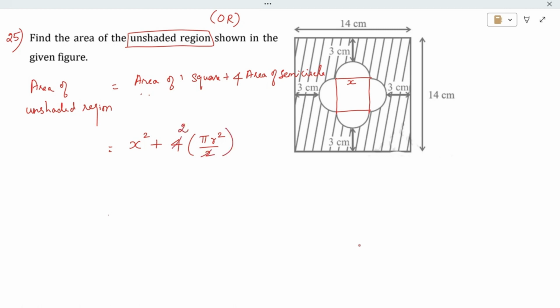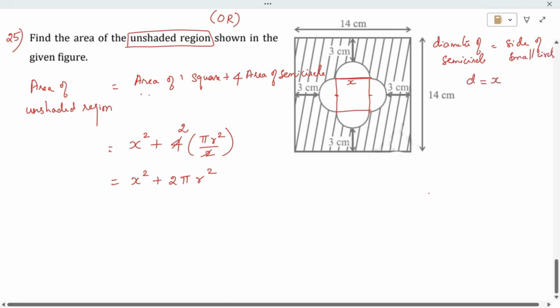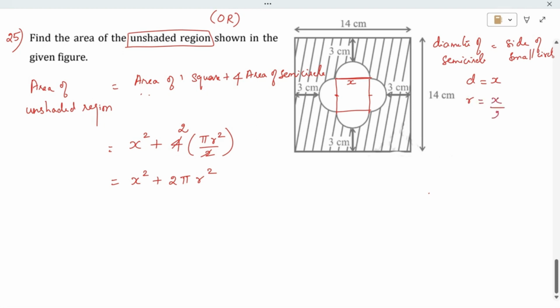Cancel it. So it is 2 pi r square, isn't it? And what is r here? So I need to find the radius first. From the figure, I know the diameter of this semicircle is going to be the side of the small square. So the diameter is equal to x, that is the side of the small square. So the radius is x by 2. So first I need to determine x.